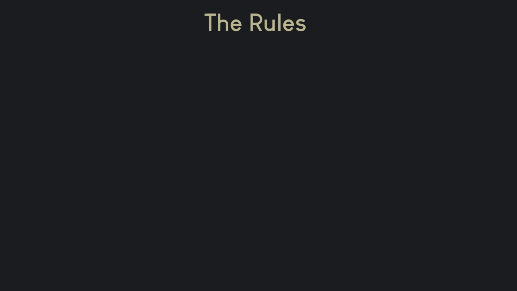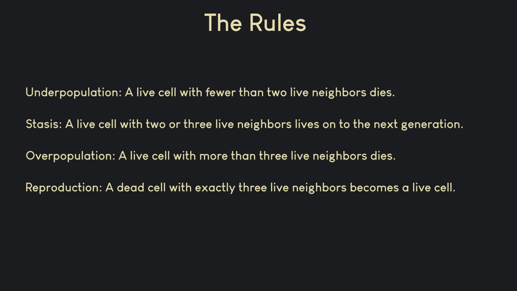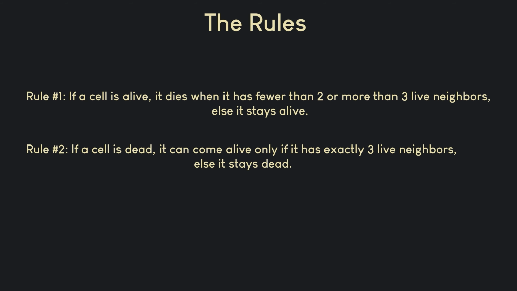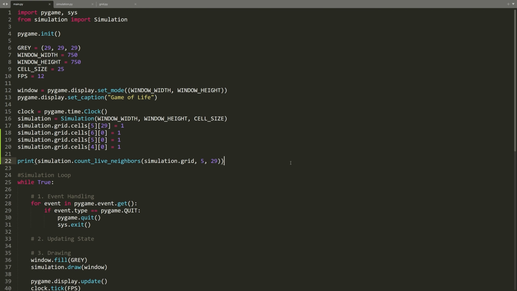Let's take another look at the rules. There are 4 rules to the game, as we saw earlier. But if we look closely at the rules, we can reduce the logic of the rules to just two. Rule 1. If a cell is alive, it dies when it has fewer than 2 or more than 3 live neighbors, else it stays alive. Rule number 2. If a cell is dead, it can become alive only if it has exactly 3 live neighbors, else it stays dead. Now let's implement those two simple rules.